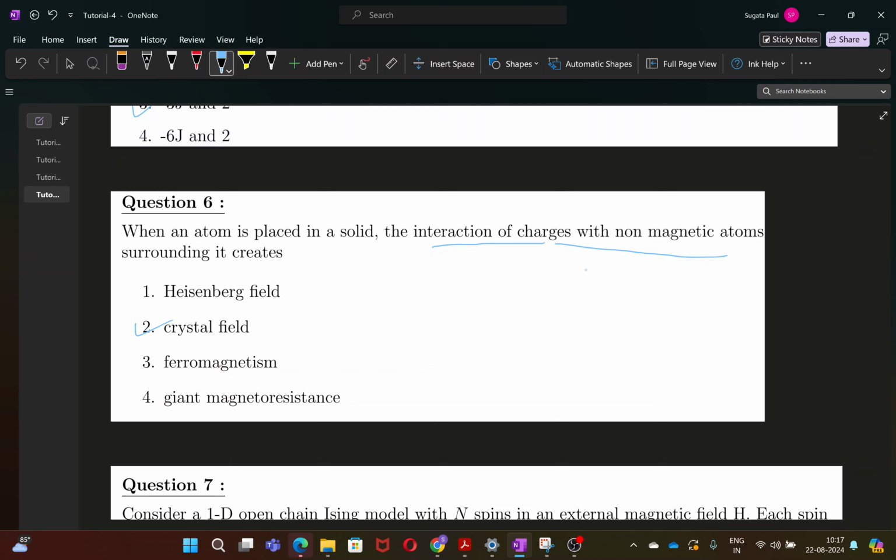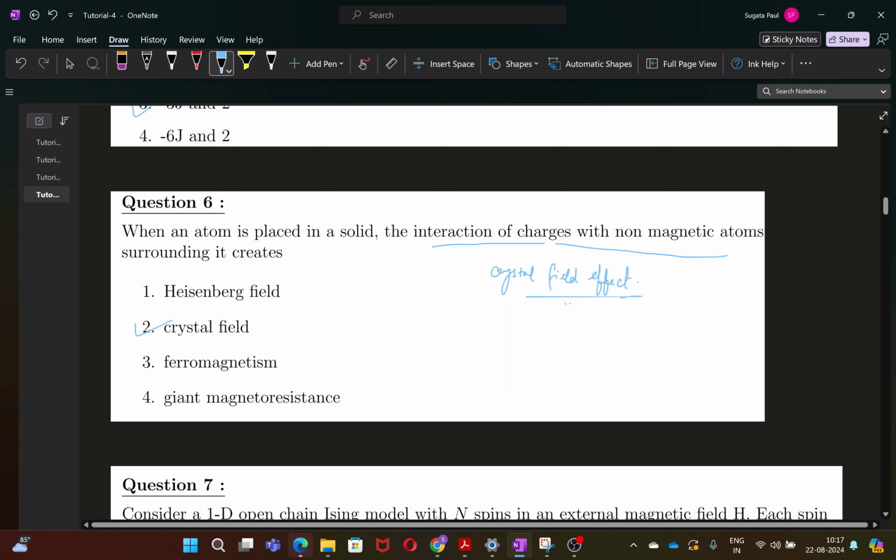So this interaction with non-magnetic atoms will be causing a crystal field. I will not go into the details of it because this is a conceptual idea that is probably done in the lectures. So this is the crystal field effect, because this is the interaction of charges with non-magnetic atoms surrounding a particular atom in a solid.